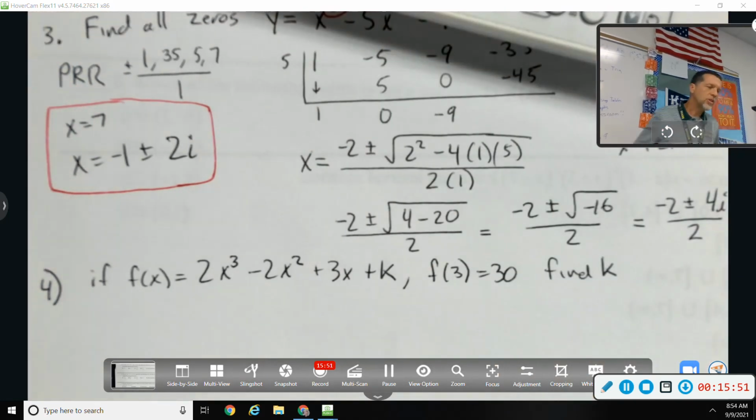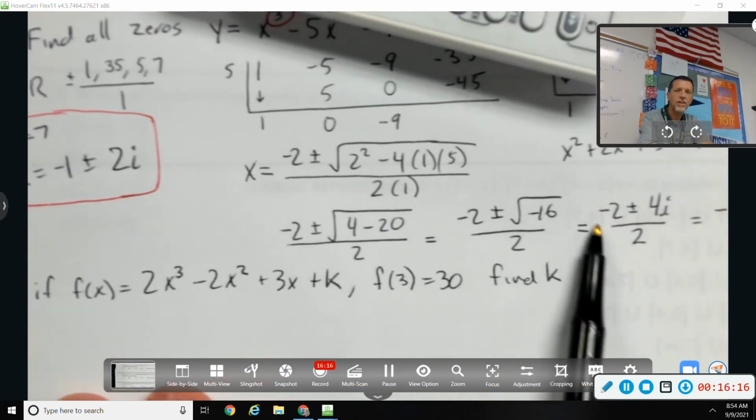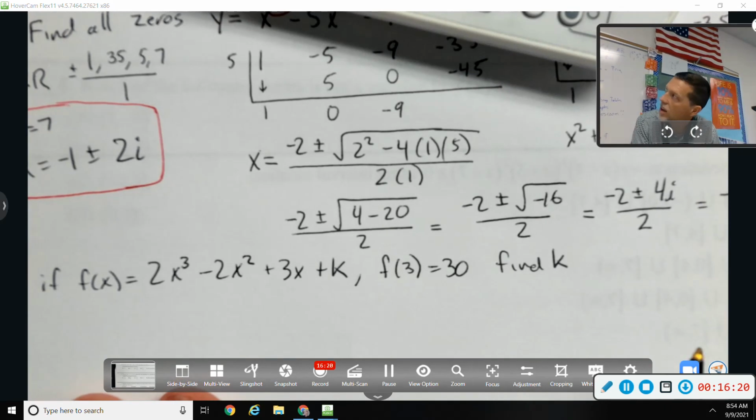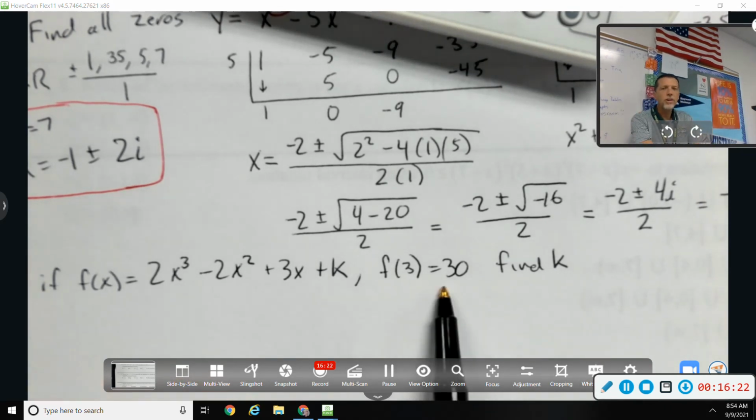Two options for this one. What could you do to figure out what k is? Okay, you can plug in 3. Not a bad option, but then I gotta do 3 cubed. Oh, it was off the screen. So I could plug in 3 and set it equal to 30.